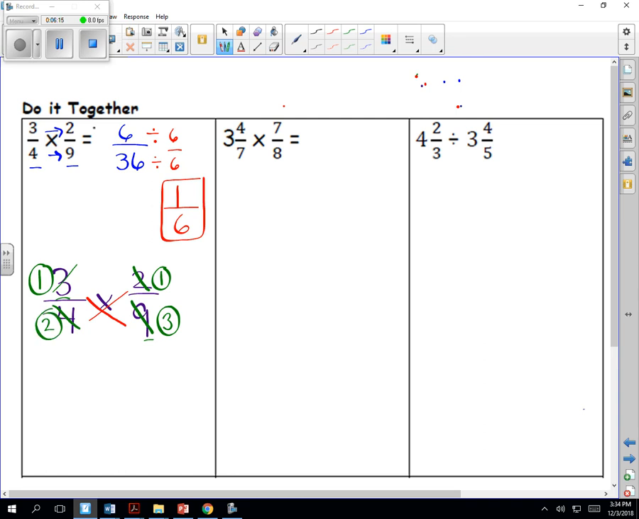2 goes into 2 one time, and 2 goes into 4 2 times. Now that I've cross-canceled, I can simply multiply across. So 1 times 1 is 1. 3 times 2 is 6. And we end up with the same answer, 1/6. It doesn't matter which way you choose to do it. However, if you choose not to cross-cancel, you may end up with larger numbers that are hard to reduce at the end. All right.